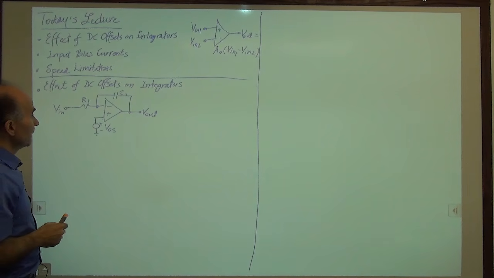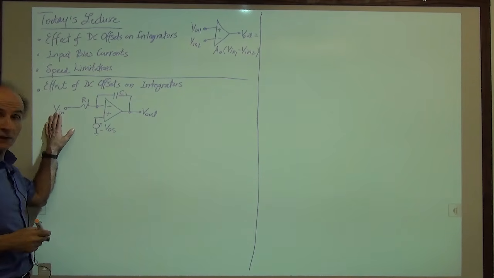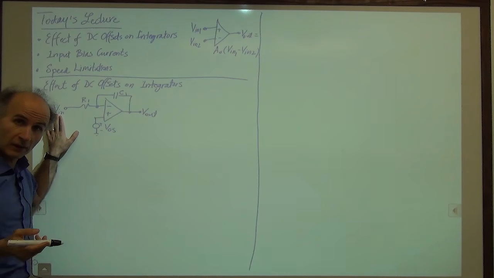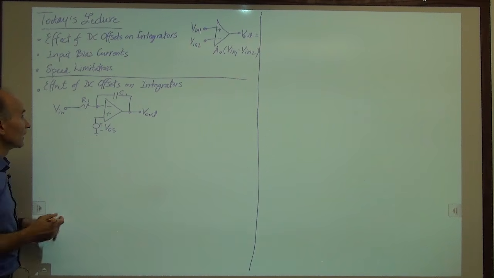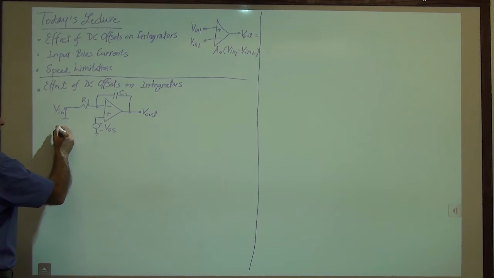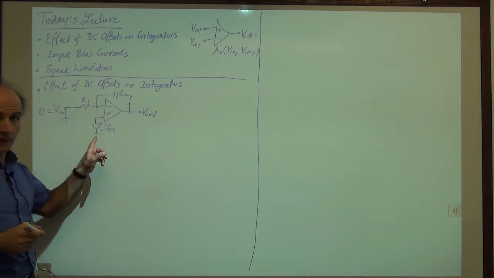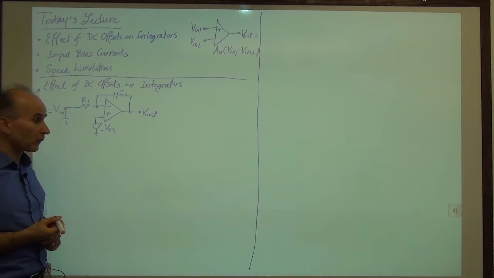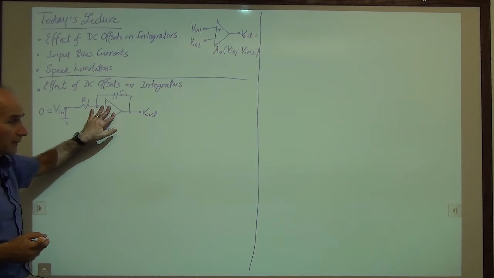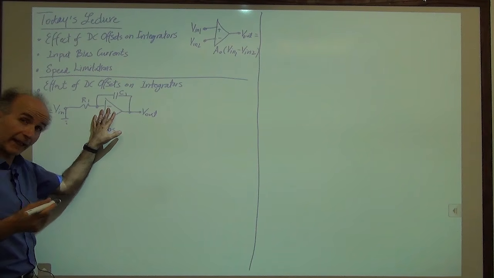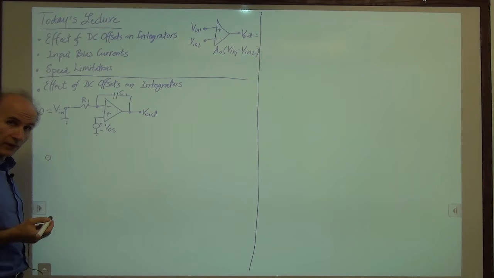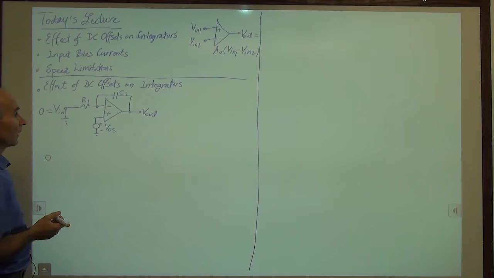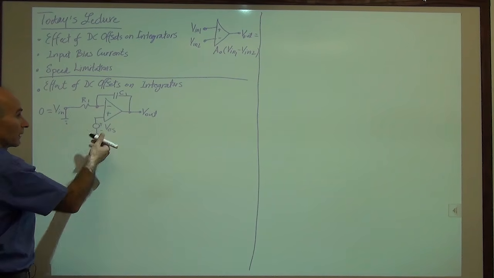Maybe actually what we will do is we'll set the input to zero. In a sense, we're using superposition, and just see what the circuit does in the presence of the offset. So let's set this to zero and analyze the circuit just with an offset. Well, for these types of studies, we assume the op-amp has a very high gain. So we can assume that these two voltages are very close to each other. And now we need to find the output in terms of VOS.